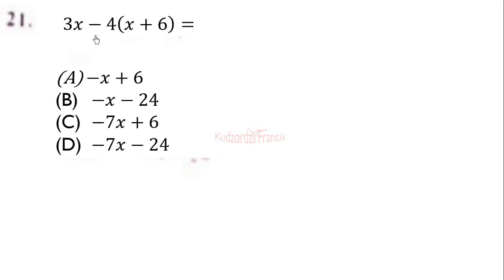Question 21. We have 3x minus 4 into x plus 6 is equal to what? So let's repeat the first term and now we expand. Negative 4 times x will give you negative 4x. Then negative 4 times 6 will give you minus 24.